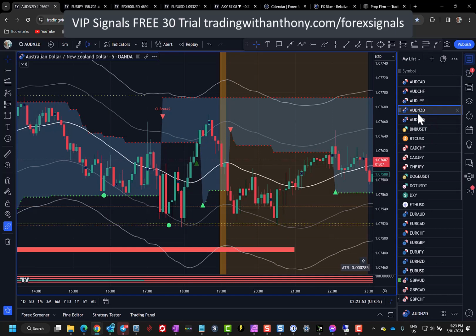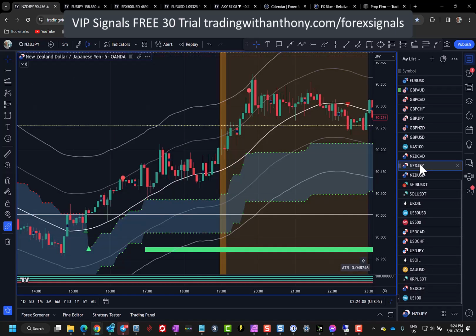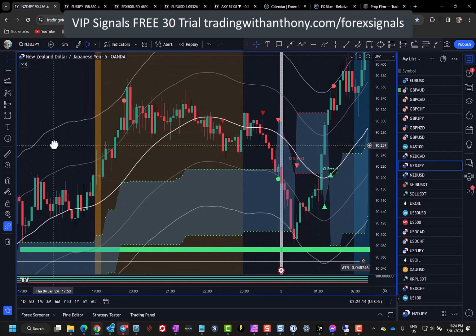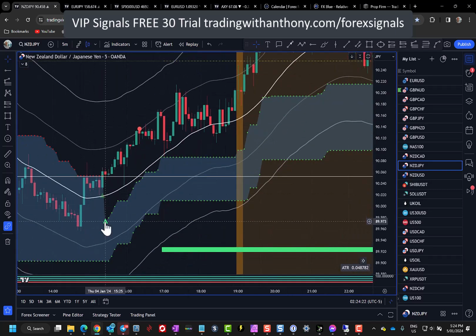Now let's have a look at the other ones. We got the Aussie Yen, the Aussie Kiwi, messy. And then in the Asian session, we're looking at the Kiwi, the New Zealand Yen. So have a look at that. That's a nice clean chart. That's the sort of price action that I much prefer. We didn't get a signal into the Asian Open. The signal was way back down in here. But look at the signal and look at the trade.